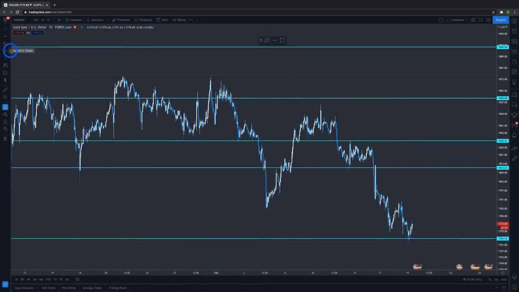Like I told y'all in the last video, the difference between key zones and key levels: a key zone is more of a range. So here, this will be considered a key zone.